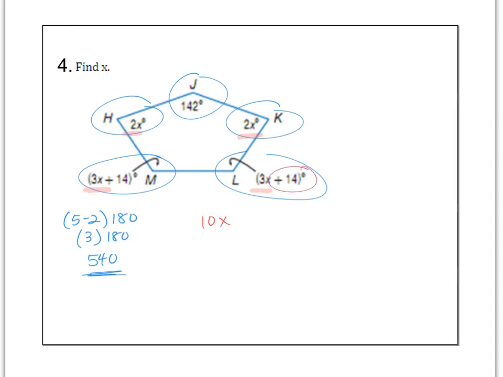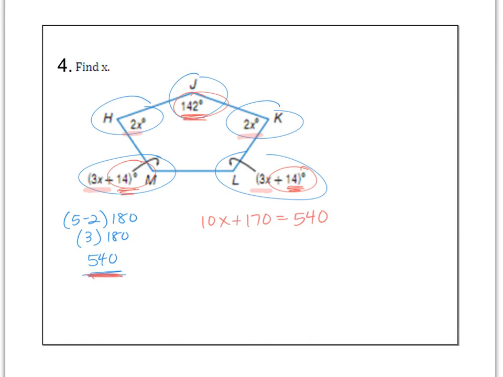Then we have a 14, a 142, and a 14. So you have to add up 14, 142, 14. Add up all those constants. And when I did that, I got 170. And all together, we said it has to equal 540. Remember, we said that over here. Notice I took a little bit of a shortcut. I didn't write out the whole long equation. Instead, I combined them first instead of writing out every little piece. I combined my like terms.